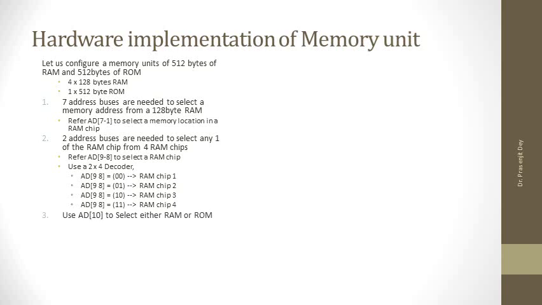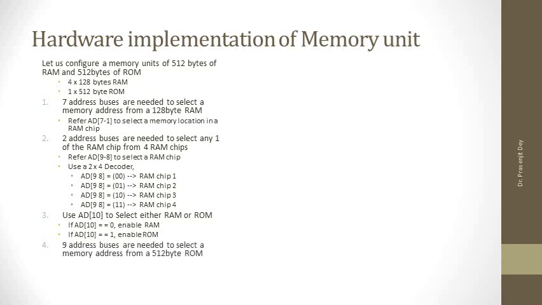Now here, as you can see, there are two components in the memory unit. One is the RAM part and the other is the ROM part. We need to know whether we are going to access a memory location from the RAM chips or from the ROM part. For that purpose, we are going to use address line 10. If address line 10 is 0, we are going to enable any one of the 4 RAM chips and access a RAM memory location. But if address line 10 is 1, we are not going to use the RAM part of the memory, we are going to use the ROM part, and we will enable the ROM chip.